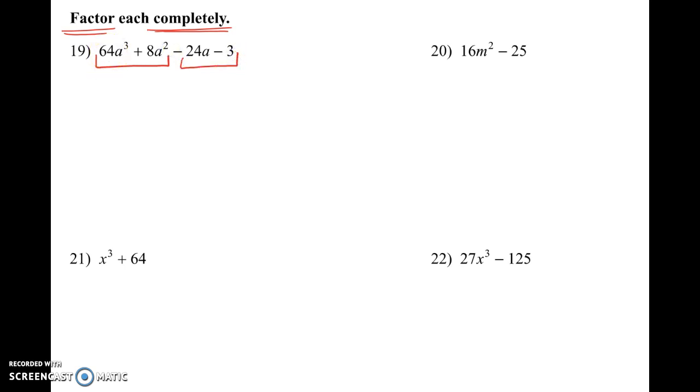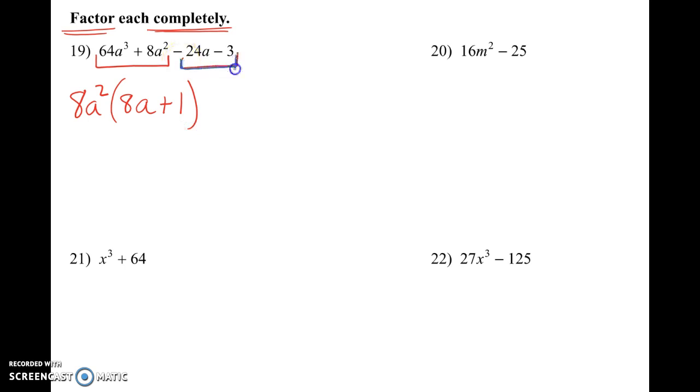And in this first group, 64a cubed and 8a squared have an 8a squared in common. If I divide that out, 64 divided by 8 is 8. A cubed divided by a squared is a. And 8a squared divided by 8a squared is 1.